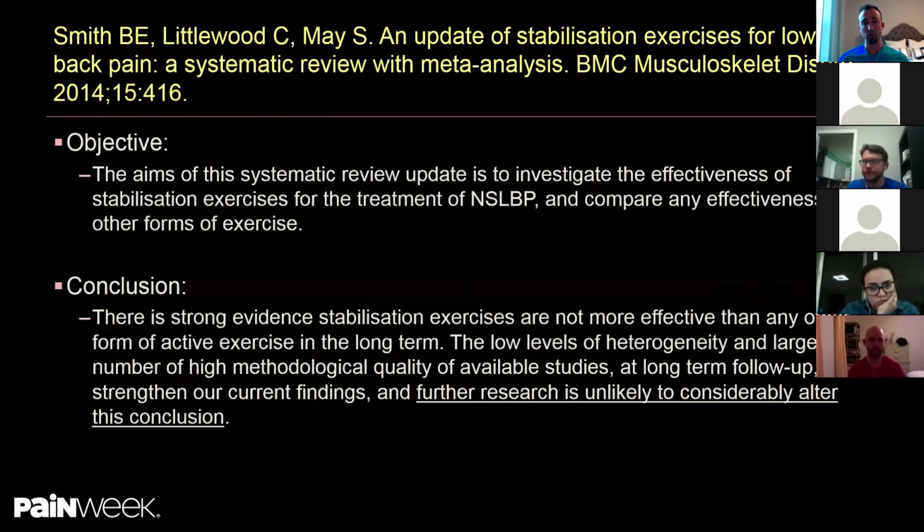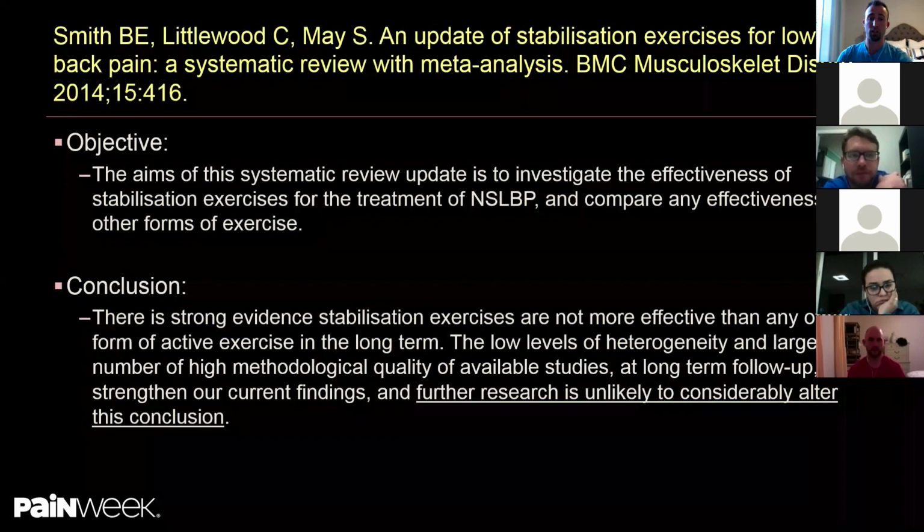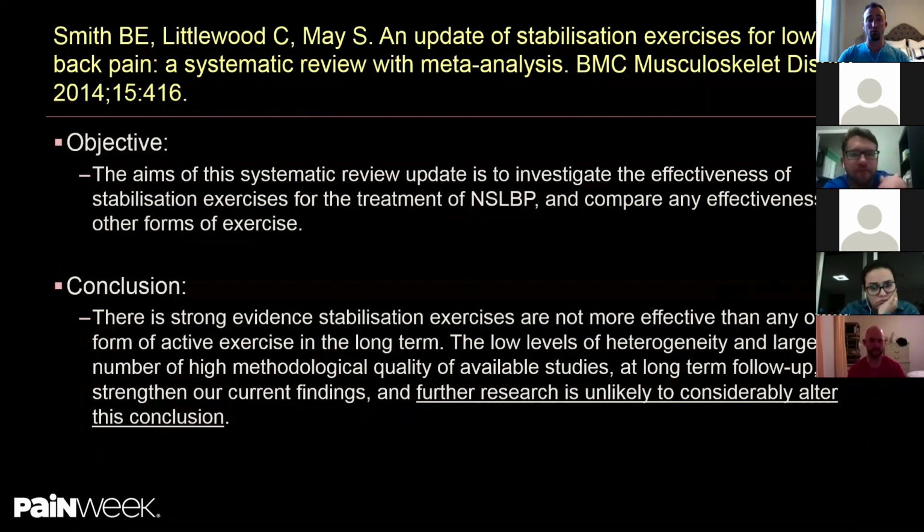Then 2014, one of the most impactful systematic reviews that's been done and really critically talked about in the last 5 years or so was Ben Smith's systematic review on core stability exercises as a whole. And what they found is that there is no strong evidence that core stabilization exercises are more effective than any other form of exercise in the long term, and that there are low levels of heterogeneity and large numbers of high methodological quality studies that are available, and that further research is very unlikely to change their conclusions.